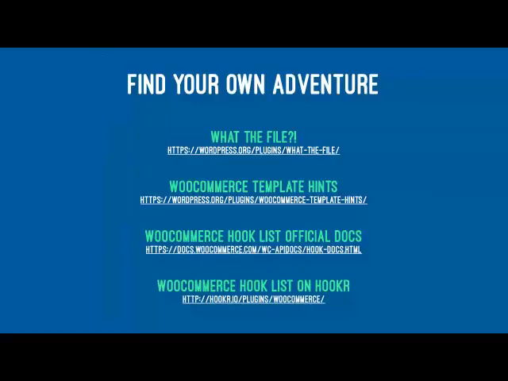But instead there are some resources that can help. Two cool plugins, What the File by Barry and WooCommerce Template Hints by Daniel. You can find them both free on WordPress.org. Particularly WooCommerce Template Hints is quite handy for front-end development, if you need to find out which template is displaying something on the front end. I only learned about this the other day, and I thought it was super cool. It puts a big box around each template and shows you which template is actually being used to display a certain section. So then you can just jump into that section.